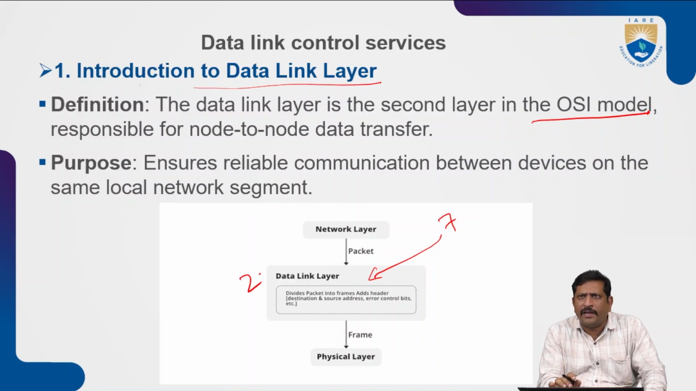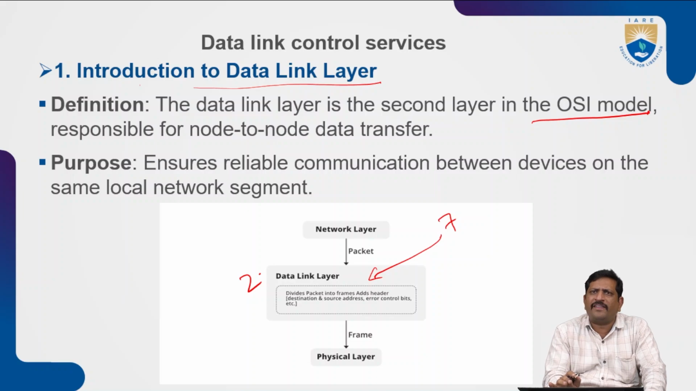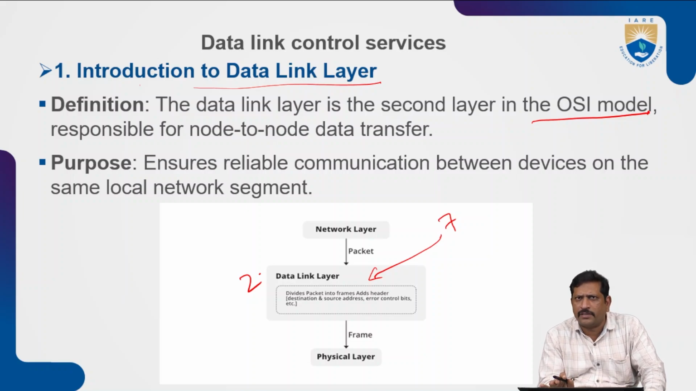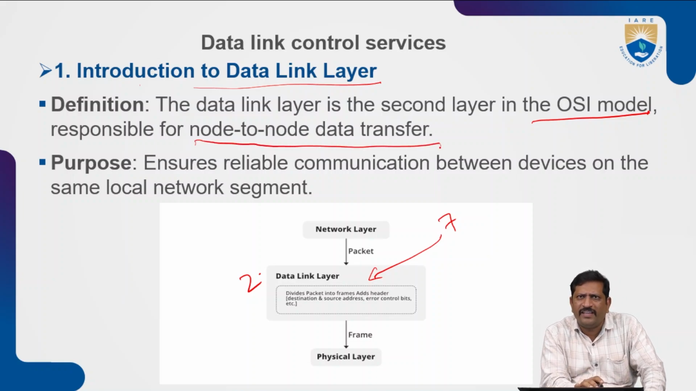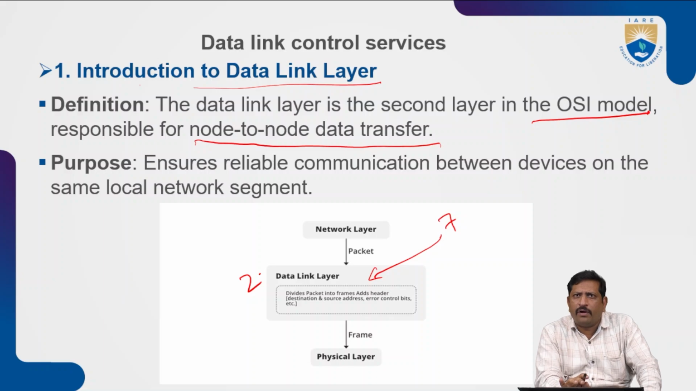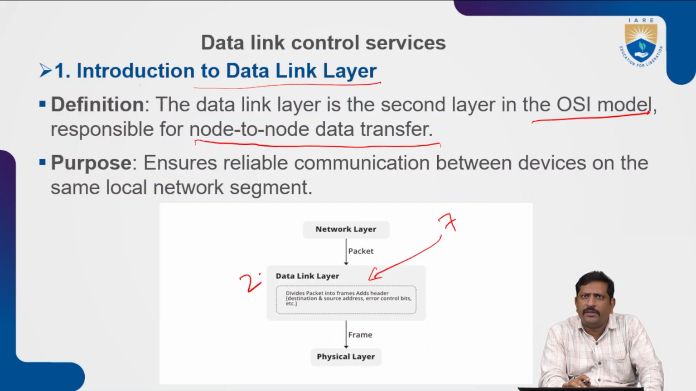The data link layer has the responsibility for device to device communication, that is, from one device to another device, data can be transferred. Device to device communication we simply call node to node communication. A node is nothing but one device. That means node to node, effective communication can be established with the data link layer.